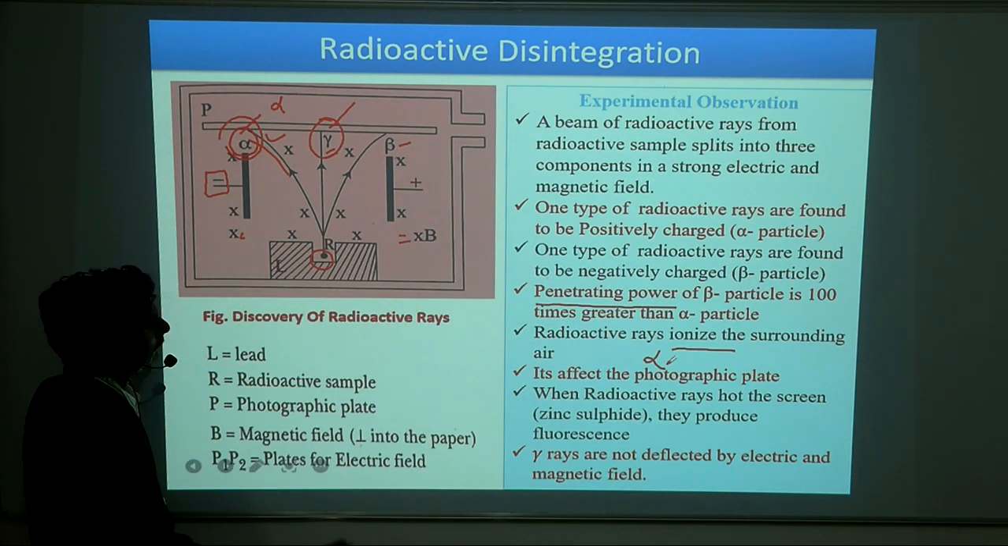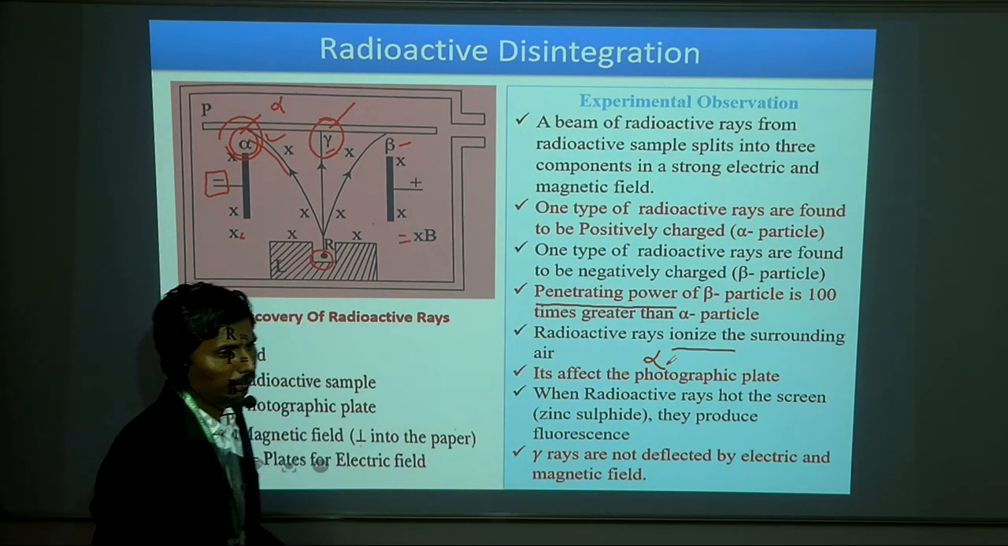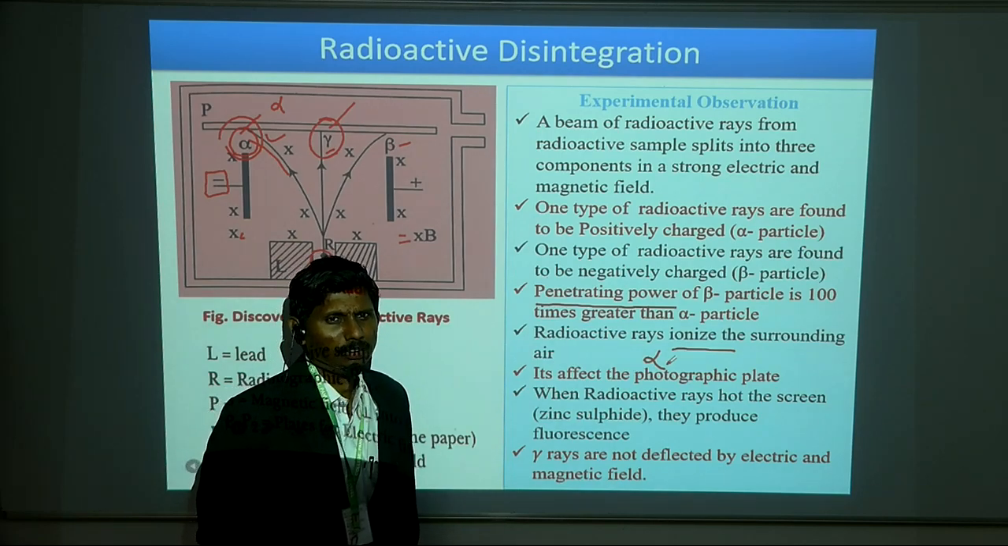In this way, we are discussing the various phenomena related to alpha, beta, gamma, and what happens in the nuclear reaction. We will also discuss the natural and artificial radioactivity in the next lecture.